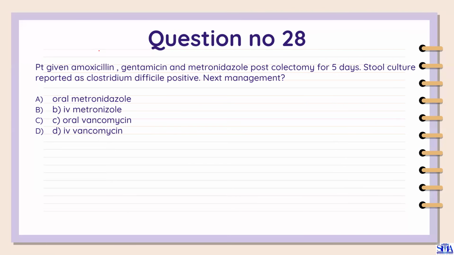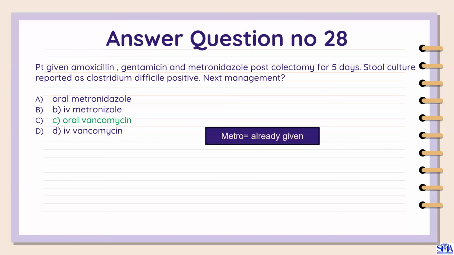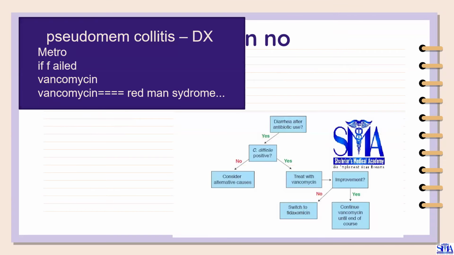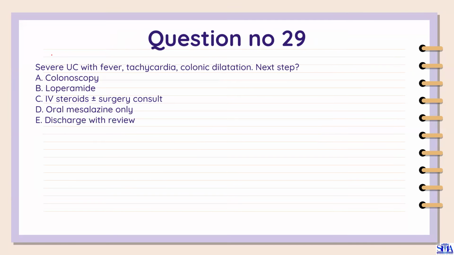Next one. I think it's a repeat question. I think the oral versus IV metronidazole has already been given actually. Okay, so I got the repeat one. Severe ulcerative colitis, which presents with maybe an acute flare of fever, tachycardia, and colonic issues. What's the next step in the management?